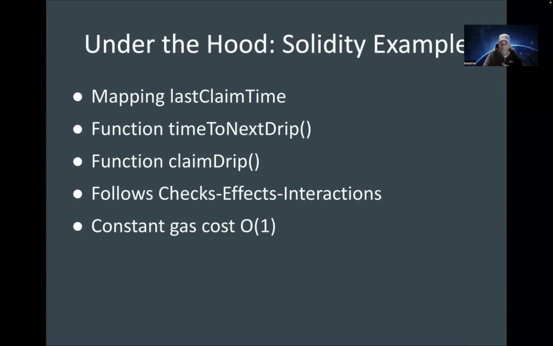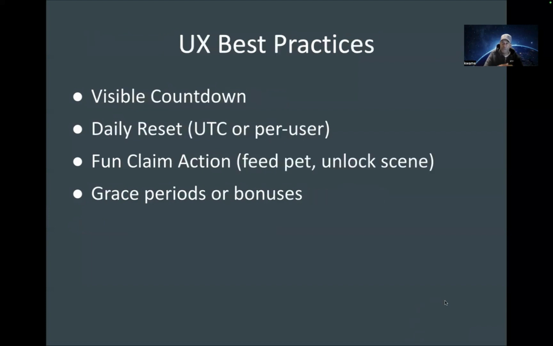So we have a mapping for the last claim time, a function for the time to next drip, a function for claiming the drip. And this follows the checks-effects-interactions pattern. And we have a constant gas on this as well, which is defined as O(1). So now, thinking about that, let's look at some of the UX best practices.